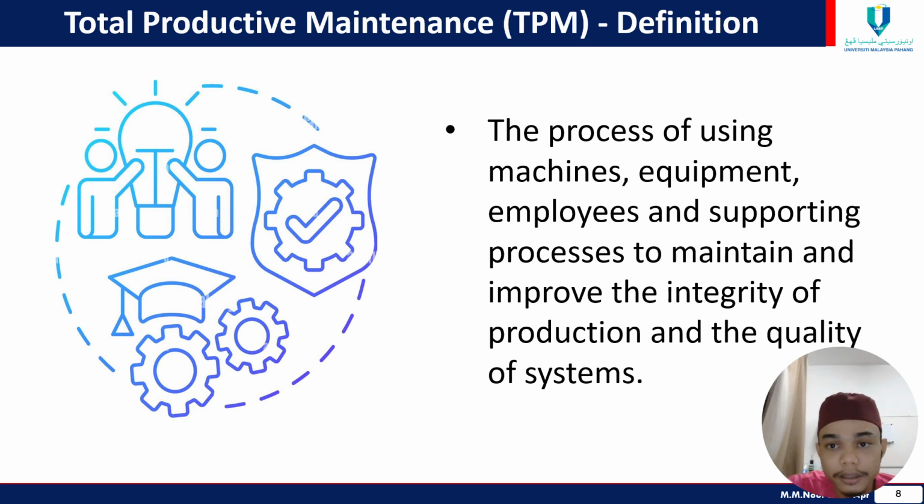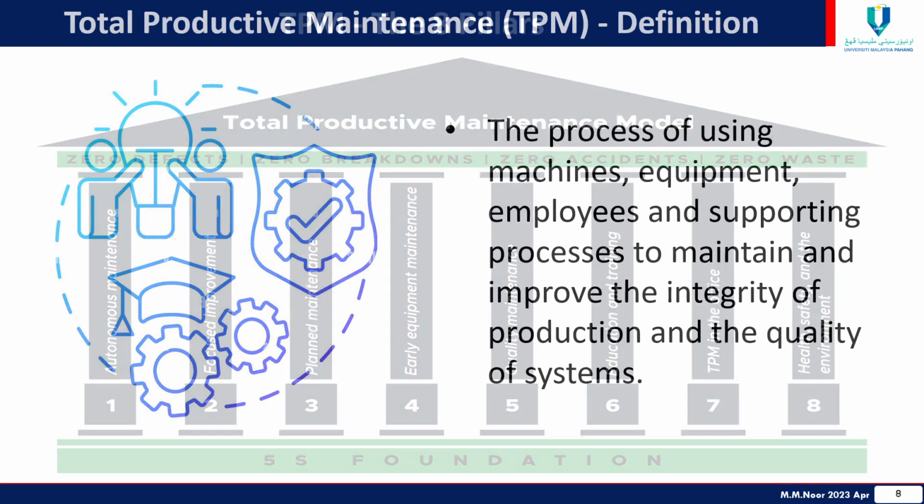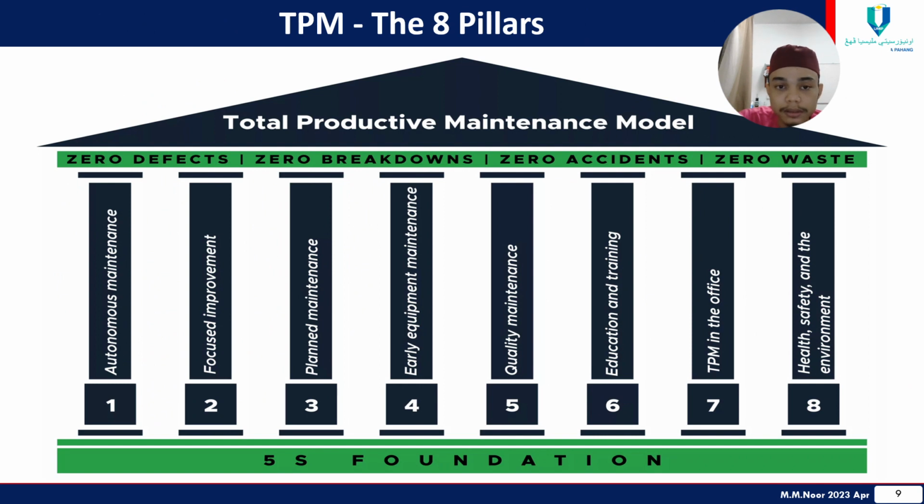Next, total productive maintenance. Total productive maintenance is the process of using machines, equipment, employees, and supporting processes to maintain and improve the integrity of production and the quality of the system. Total productive maintenance has 8 pillars that are based on 5S. The goal of total productive maintenance is zero defects, zero breakdowns, zero accidents, and zero waste.